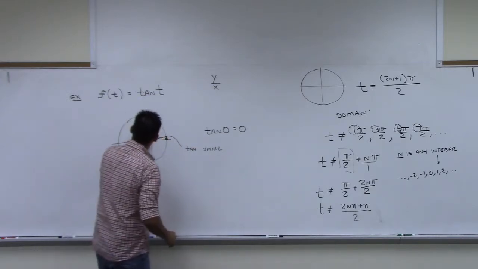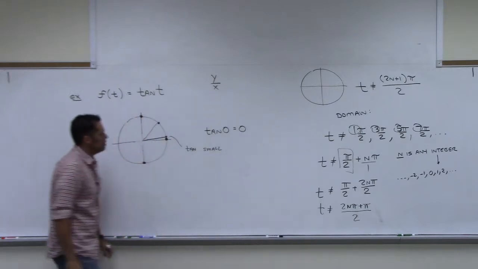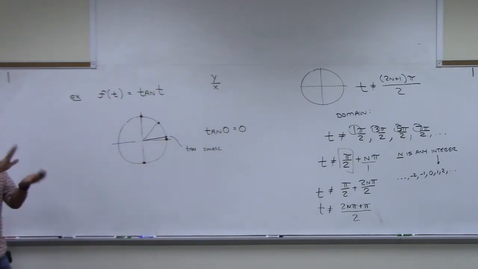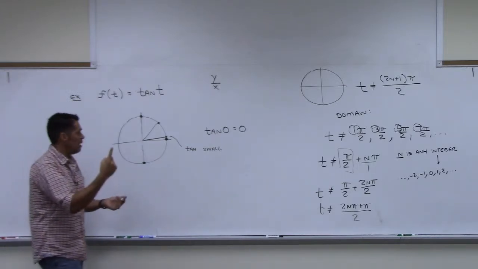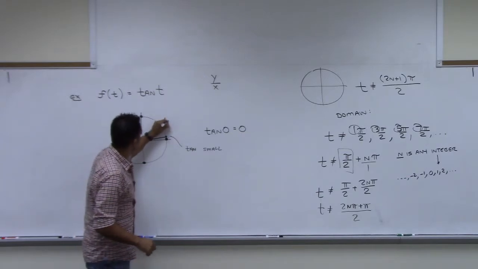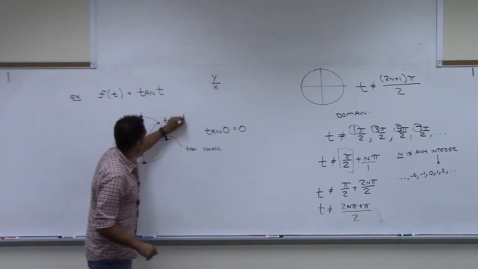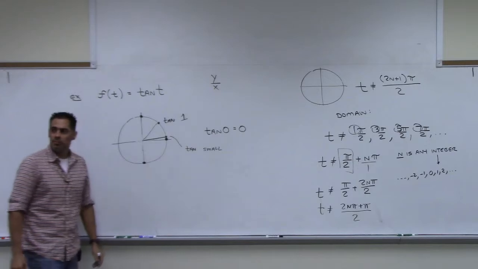What happens when you get to 45 degrees? They're almost here. They're the same, aren't they? So what was tangent of 45 degrees? Root 2 over 2 over root 2 over 2. Which was 1, right? So when we get to here, tangent is 1, isn't it? Yeah?